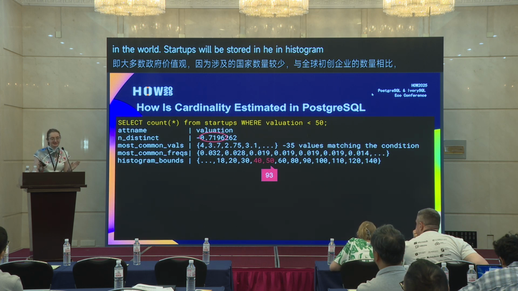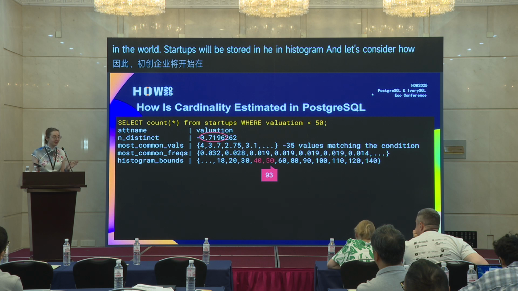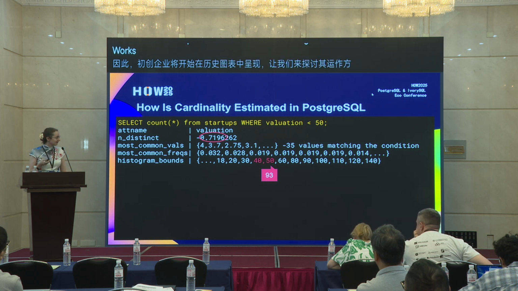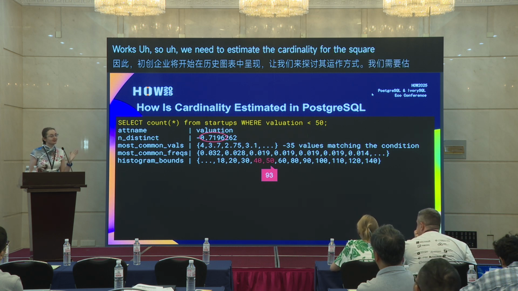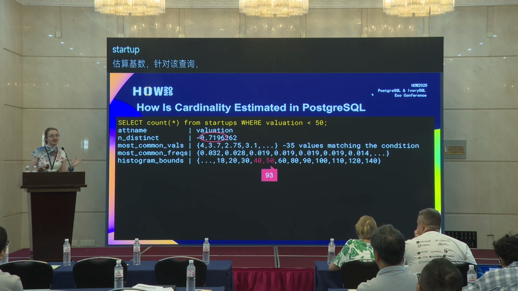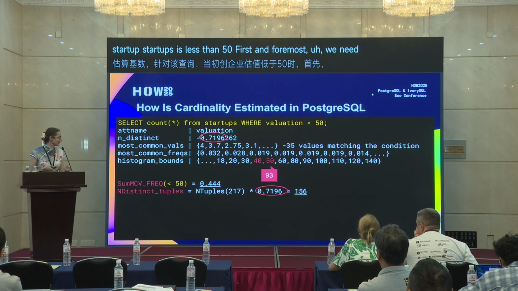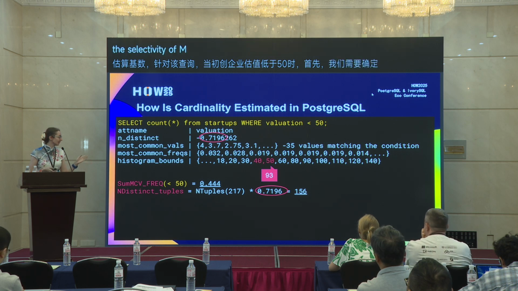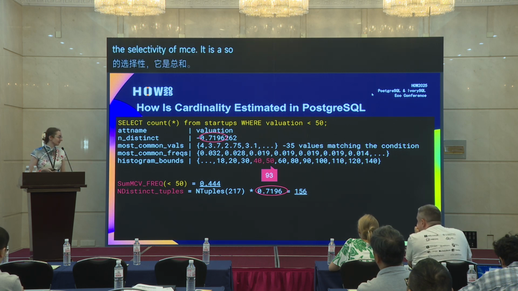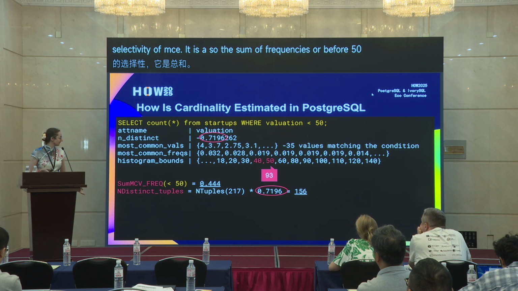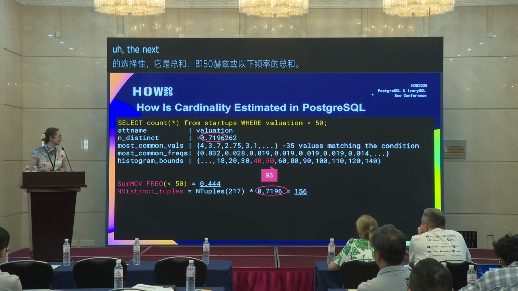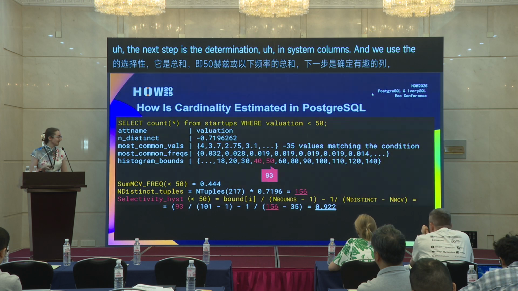Let's consider how it works. We need to estimate the cardinality for this query where the valuation of startups is less than 50. First and foremost, we need to determine the selectivity of the MCV. It is the sum of frequencies of values below 50. And the next step is the determination of existing columns, and we use statistical information about it.